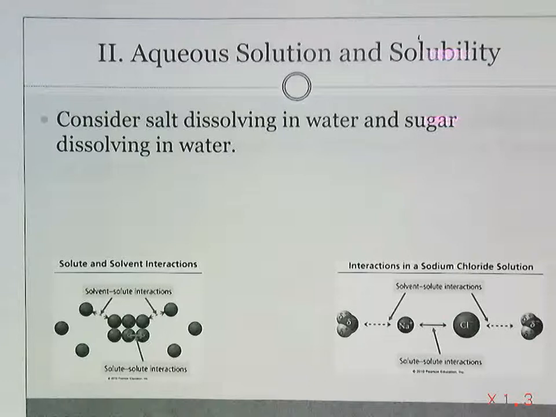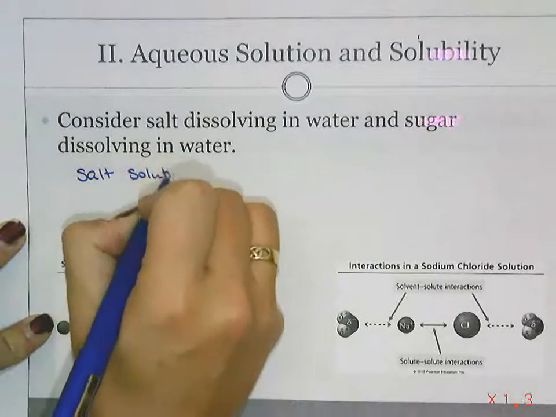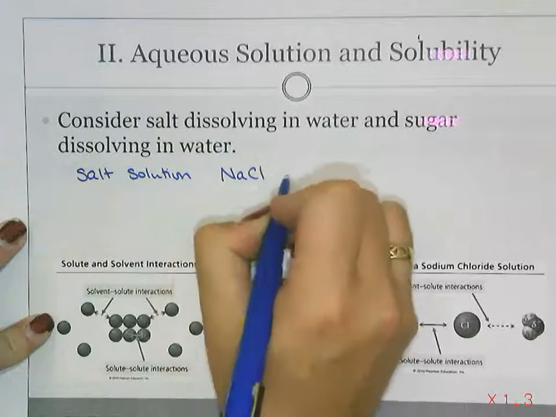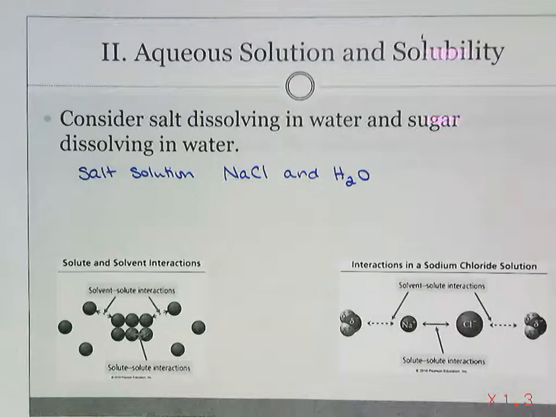All right, so let's talk about salt dissolving in water versus sugar dissolving in water. Salt, we'll say it's sodium chloride in water. Is sodium chloride ionic or molecular? It's ionic. So when it dissolves into water, what am I going to make? It's going to split apart, right?